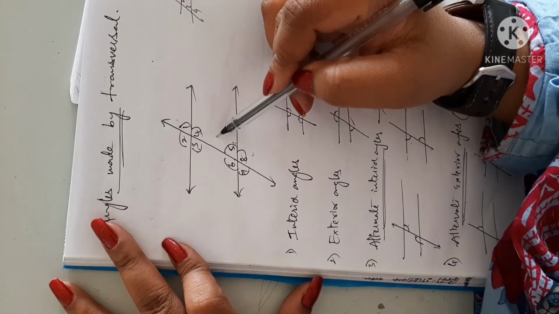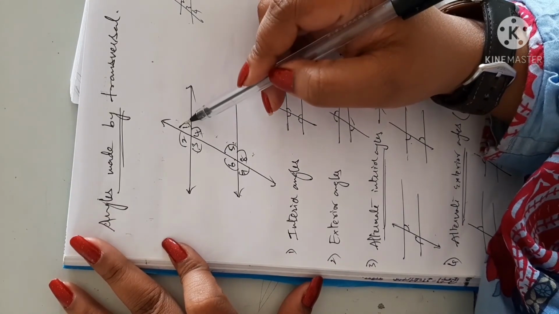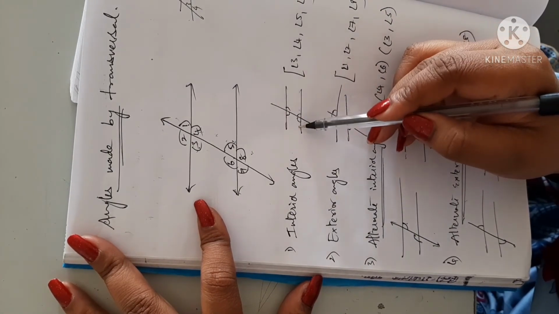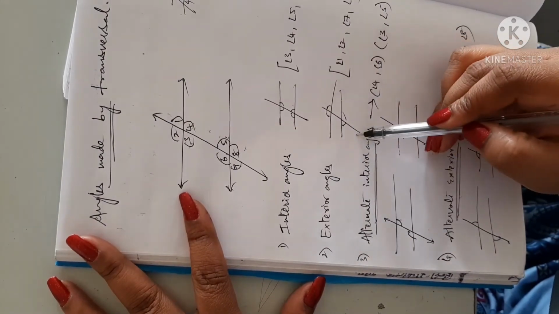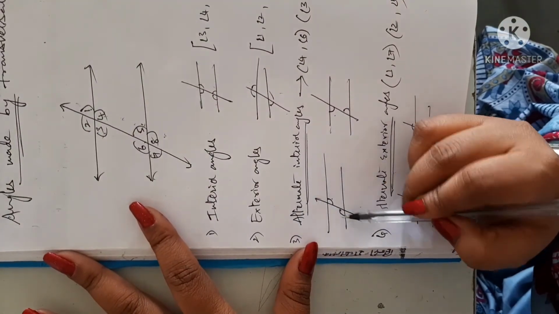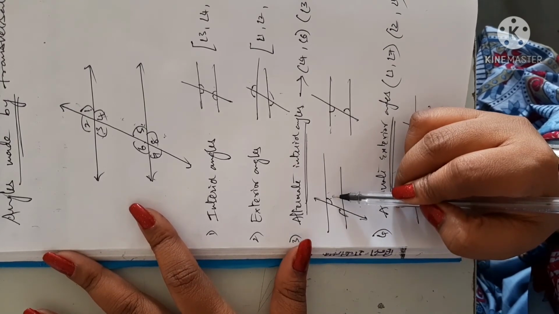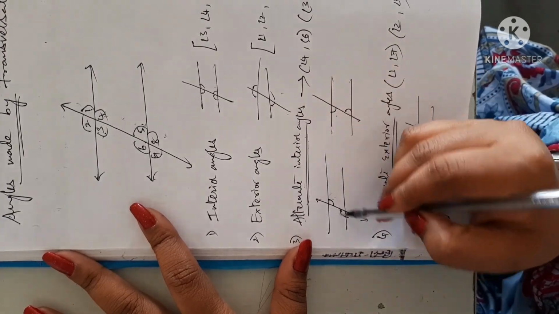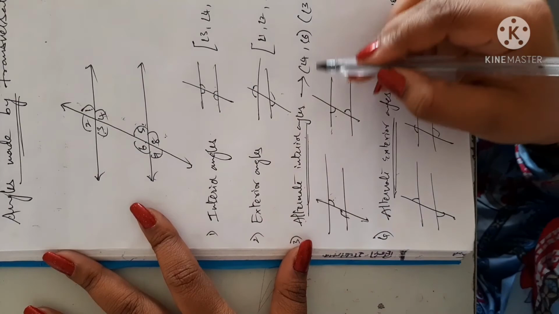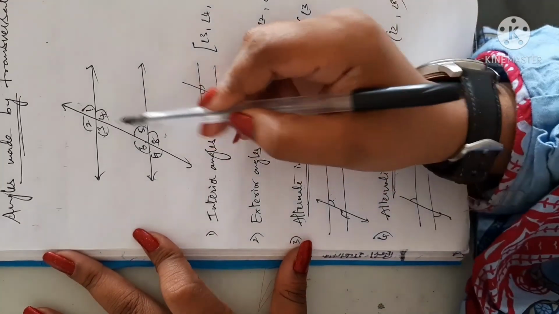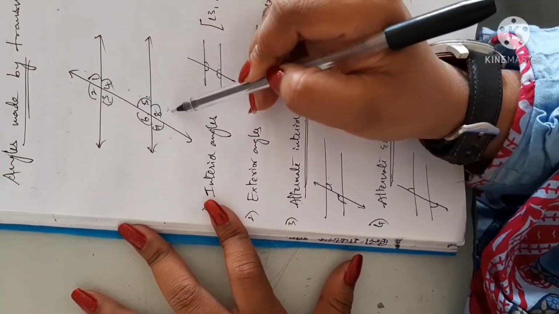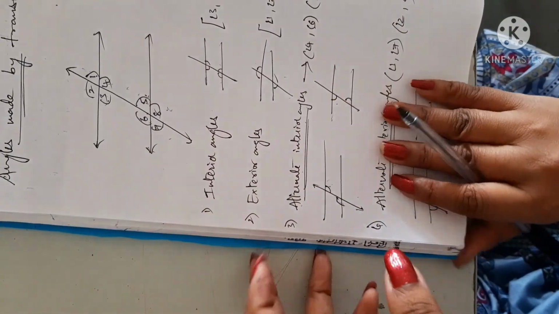They are on the same side of a transversal, and if one is an interior angle, the other one is an exterior angle. Interior angles are inside: 3, 4, 5, 6. Exterior angles are 1, 2, 7, 8. Alternate interior angles are on either side of a transversal, and both are interior. Alternate means either side. Examples are angle 4, angle 6 and angle 3, angle 5. Similarly, alternate exterior angles are angle 1, angle 7 and angle 2, angle 8. Both are exterior.